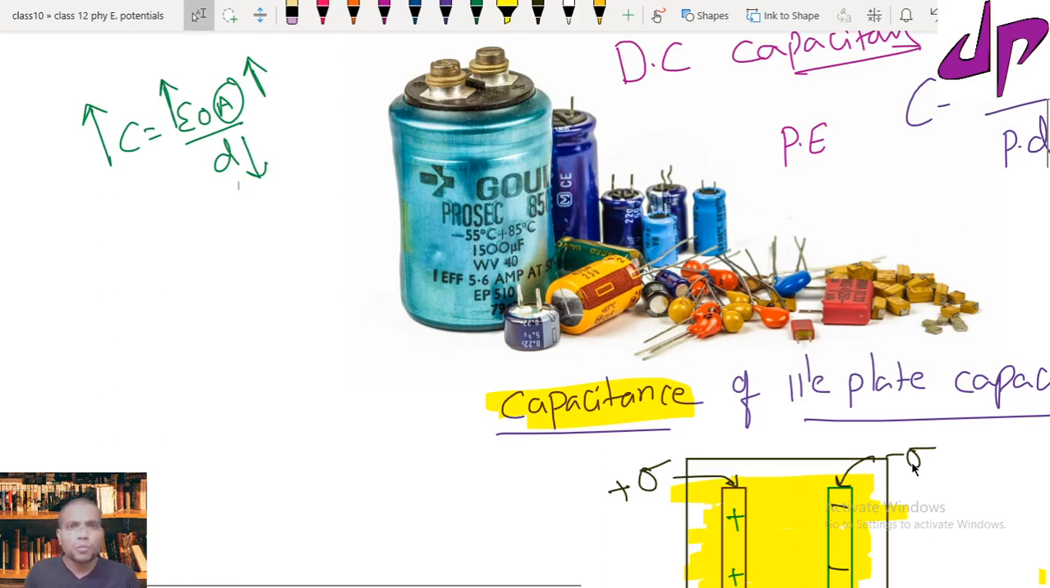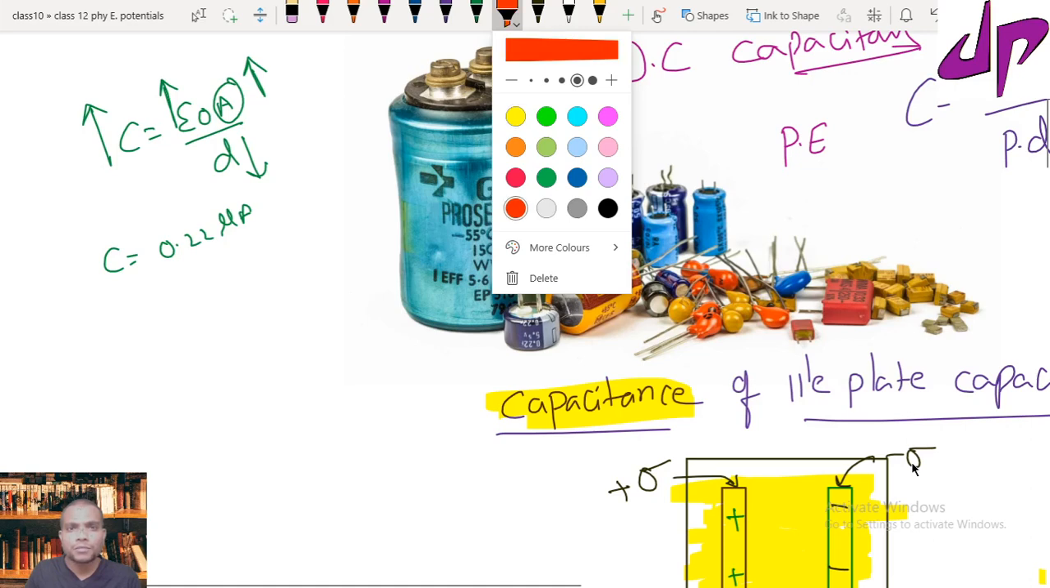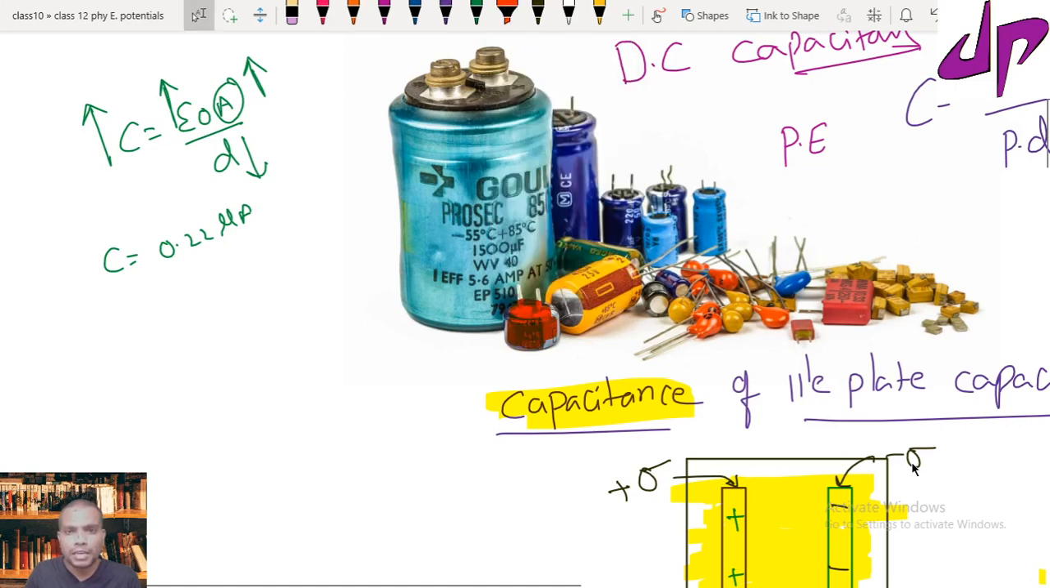Suppose you want to prepare a capacitor with capacitance C equal to 0.22 microfarad. That is a small, tiny one. If you can highlight, this is the tiny one. Here it is showing the capacitance of the capacitor, 0.22 microfarad.